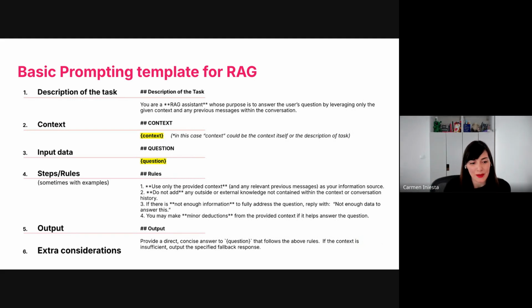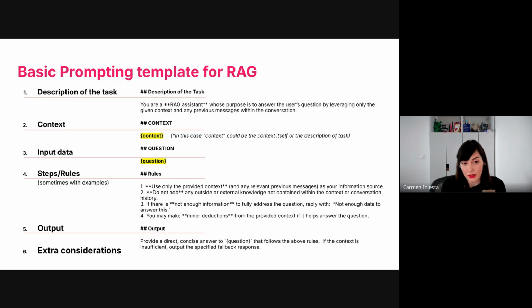So here is a prompt of ours, a very simple template, dissected. Here you have the description of the task in which we specify to the model that it's a RAG assistant, that its purpose is to answer, and that it needs to leverage the context and only the context, and basic stuff. Then we provide the context. As I said before, it could be the description of the task. We could give more information about the kind of assistant that it is. Input data, the question that we want to pass, and then a series of steps or rules.